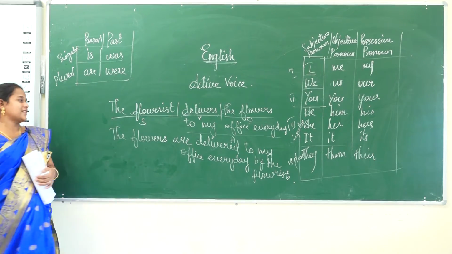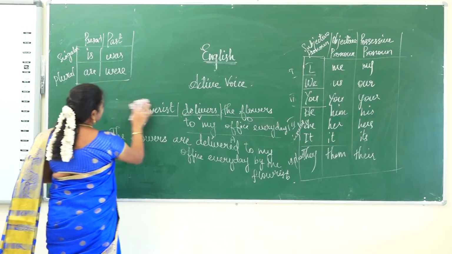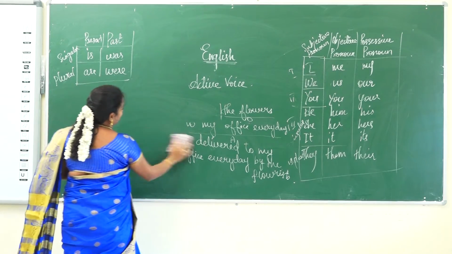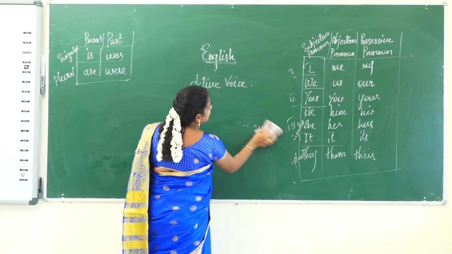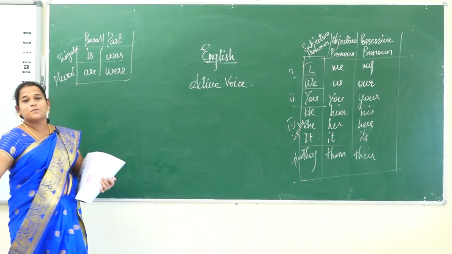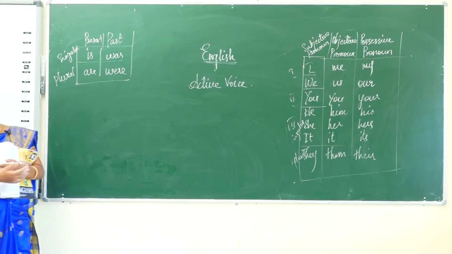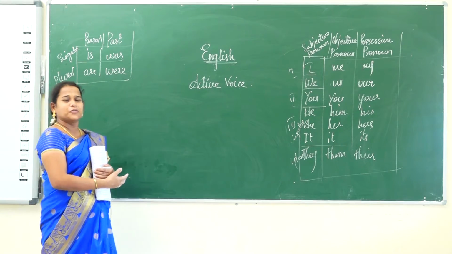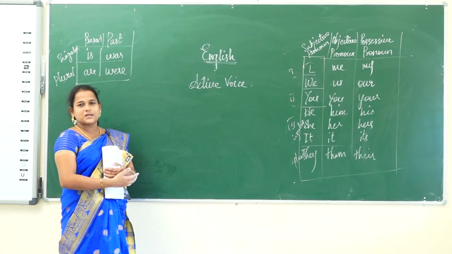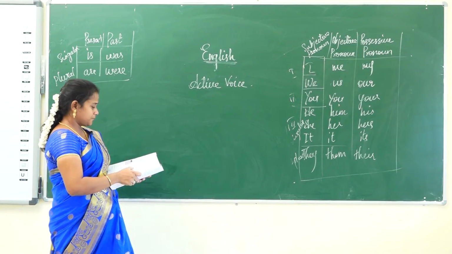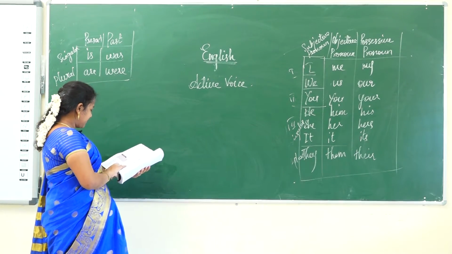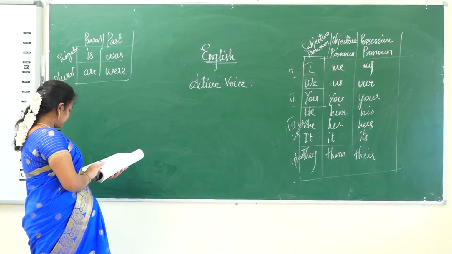I hope you have understood how to change active voice into passive voice, as well as how to supply the auxiliary verbs by seeing whether the object is singular or plural, and we have to check whether the given verb is present tense or past tense. According to that, we have to supply the auxiliary verbs. Okay. This is a basic thing.